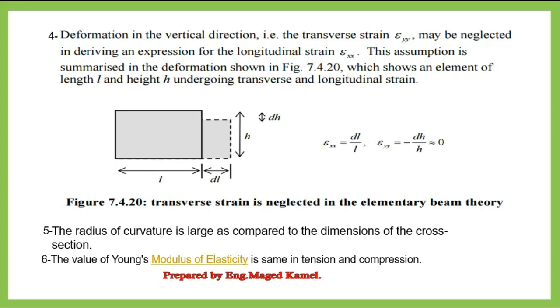Number 5, the radius of curvature is large compared to the dimensions of the cross section. Number 6, the value of Young's modulus of elasticity in both tension and compression is the same.